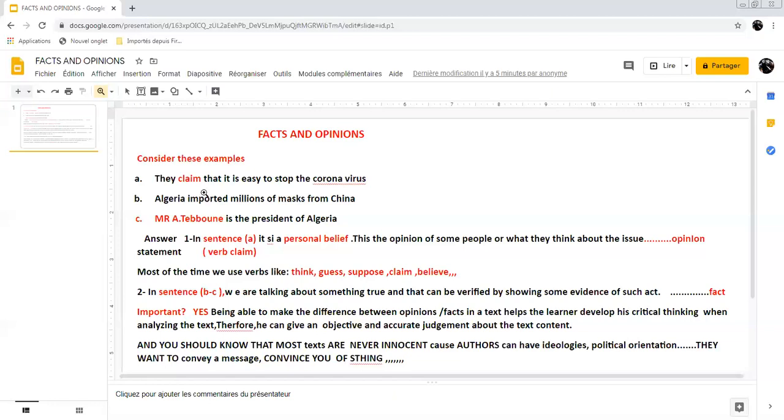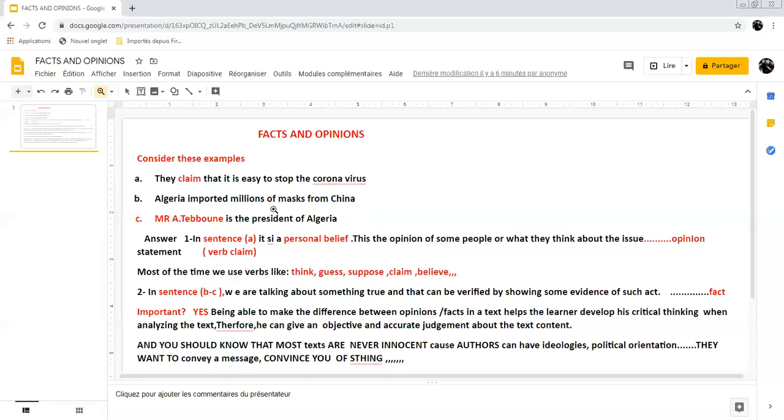But in sentence number two, Algeria imported millions of masks from China, and Mr. Abdelmajid Tebboune is the president of Algeria. So these two things here, they are true. They happened and they are true. So Algeria imported masks from China. It happened and it is true, and we can check it. We can verify that it happened.